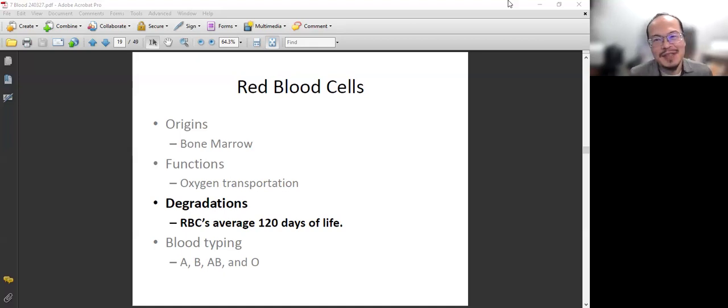So this one is about the next portion of red blood cells. We are going to talk about the degradation. When the cells are aged, the average life of a red blood cell is 120 days. You're going to see this in the quiz question: what's the normal lifespan of a red blood cell? It's 120 days.